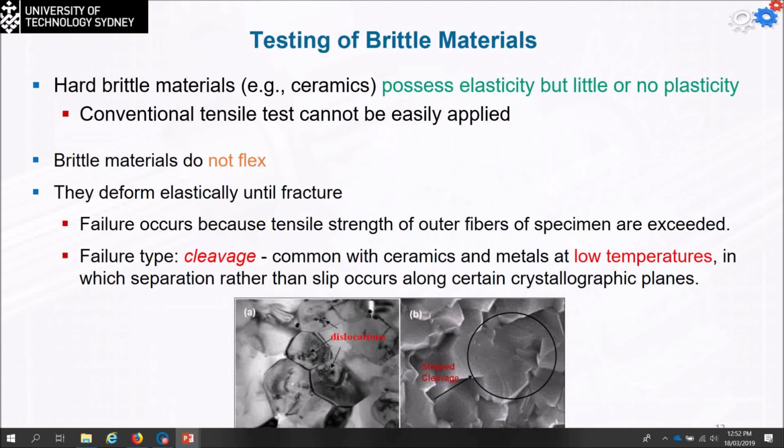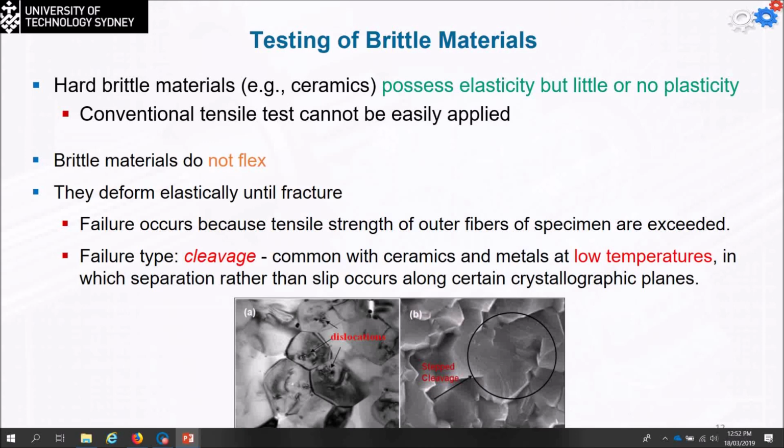So the failure type is called cleavage, which is common with ceramics and metals at low temperatures, in which separation rather than slip occurs along a certain crystallographic plane. So if I would like to form a ceramic, what will be the solution to do that? That's away from the slide. But you can have the answer on this page.